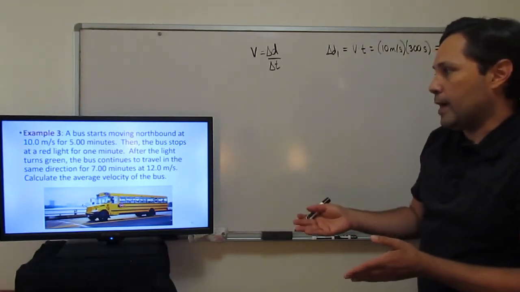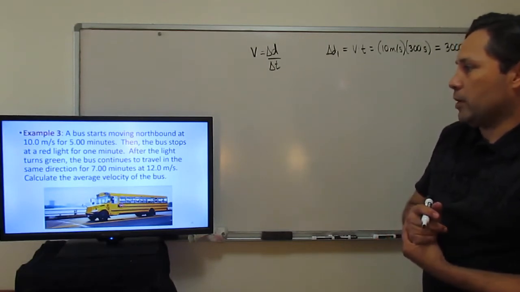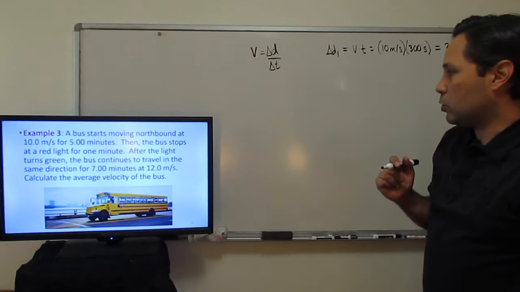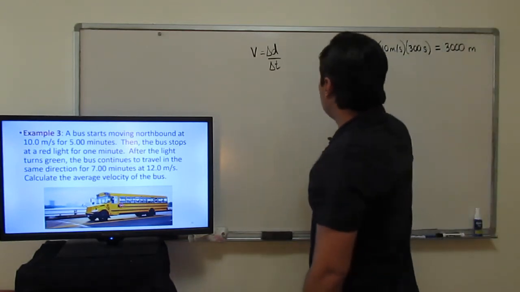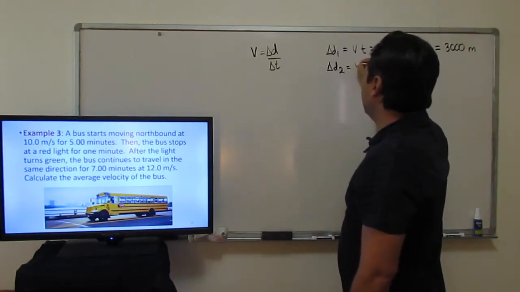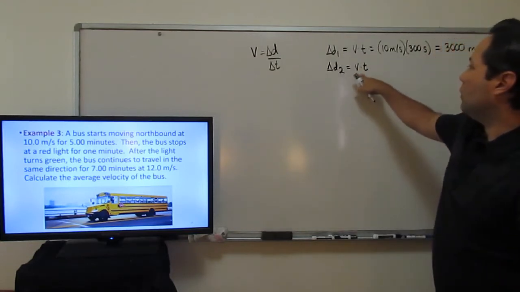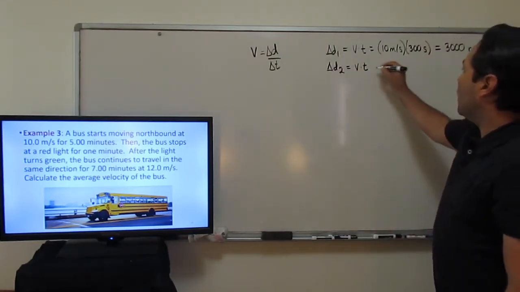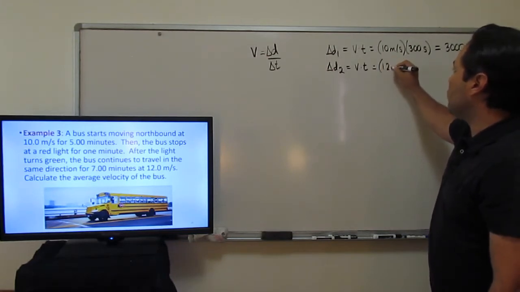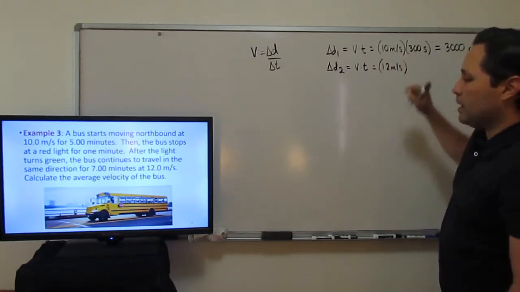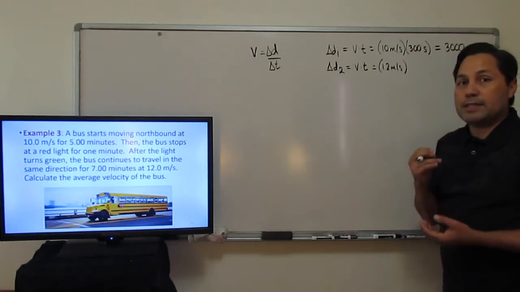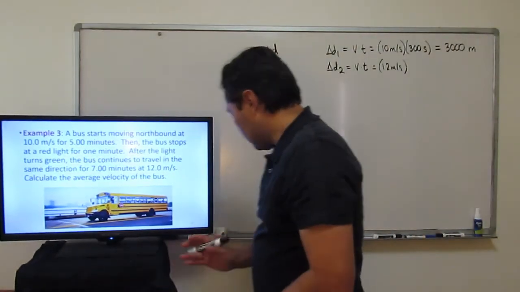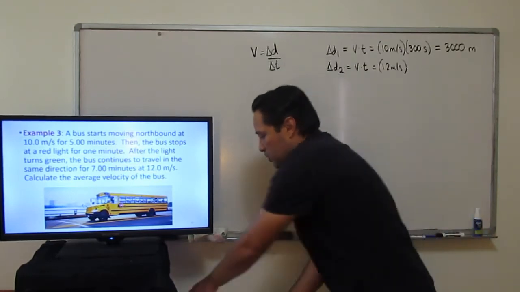After stopping at a light, this bus continued for 7 minutes at 12 meters per second. Second part, same formula: velocity times time is our displacement. So we're going to solve for that. It is traveling at 12 meters per second, and again, that has to be in seconds. You cannot have mismatched units. And there's my calculator.